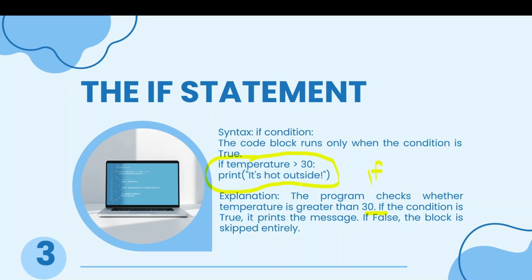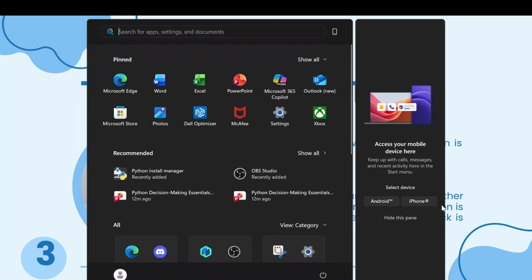And if our temperature is less than 30 degrees Celsius, then what happens? Our system is just going to skip that entire block of syntax. Let's check it out with the help of our code. First, I have to open my VS Code. So let me open my VS Code.